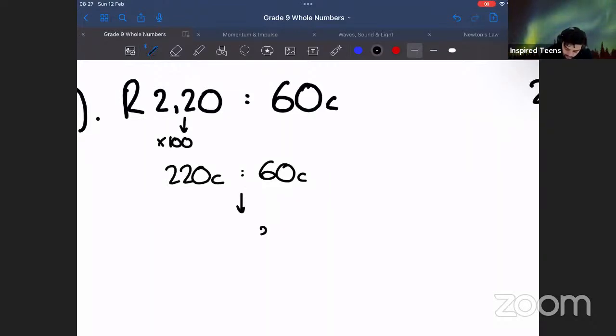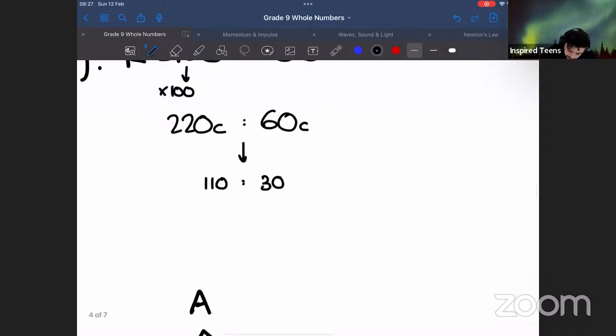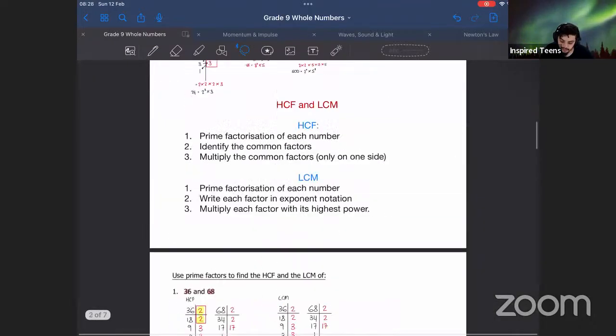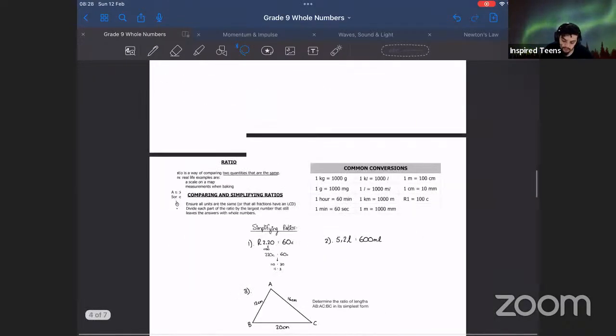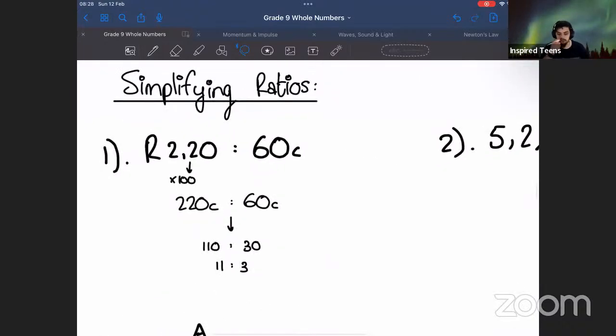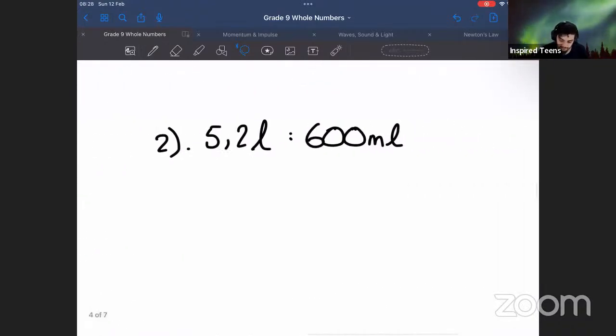So we can divide by 2, and we'll get 30 is to 110. Here we can divide each by 10, or even there we could have divided by 10, but it's fine. Here we divide by 10, and we get 3 is to 11. And this is the simplified ratio, because both of these numbers are prime numbers either way. So nothing can go into those. So that's the simplest ratio there.